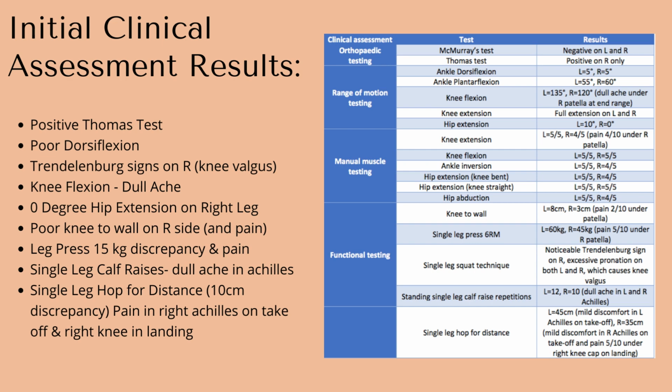All of Andrea's manual muscle testing results were either a 4 out of 5 or 5 out of 5. This score indicates that the client was able to complete a full range of motion while the practitioner was applying a moderate resistance.